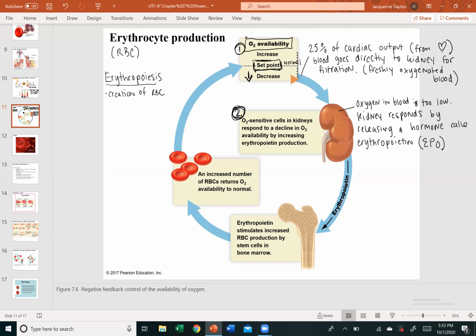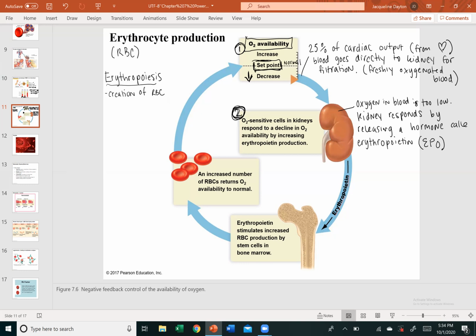Again, those low oxygen levels can come from a decreased availability, either from the atmosphere, there's not enough oxygen in the atmosphere, or there's not enough red blood cells in the body to carry or bind to the oxygen in order to transport it around the body, okay?